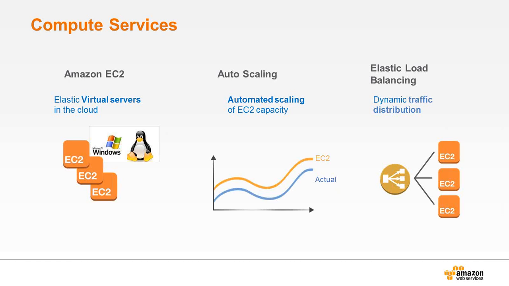The two other services there, auto-scaling and elastic load balancing, are closely tied to your use of EC2. Auto-scaling allows you to scale your EC2 capacity up or down automatically according to conditions that you define. With auto-scaling, you can ensure that the number of EC2 instances you're using increases seamlessly during demand spikes to maintain your performance, and also then decreases automatically when the demand subsides, minimizing your costs. ELB, Elastic Load Balancing, automatically distributes incoming application traffic across multiple EC2 instances.